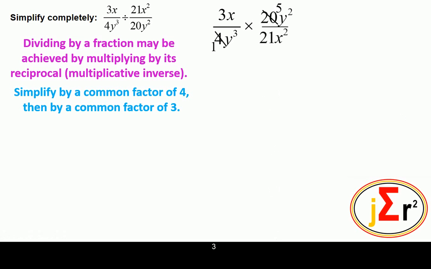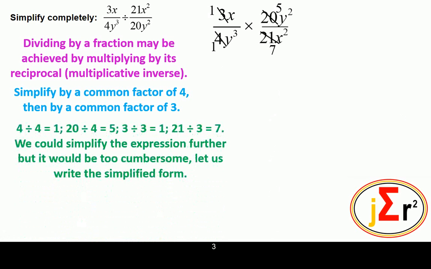And we are simplifying now by a common factor of 3. 3 into 21 is 7, and 3 into itself is 1. When we divide 4 by 4, the result is 1. When we divide 20 by 4, the result is 5. When we divide 3 by 3, the result is 1. And when we divide 21 by 3, the result is 7.